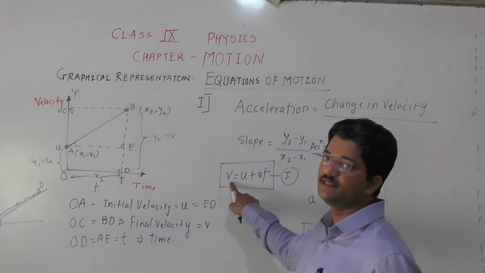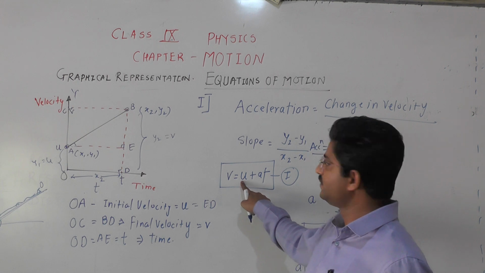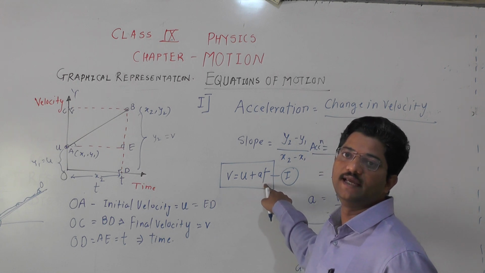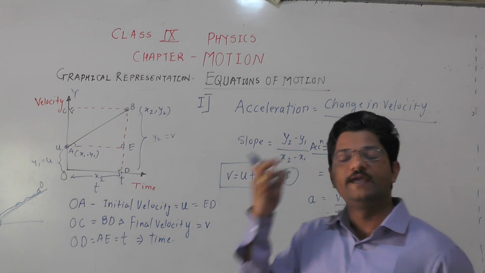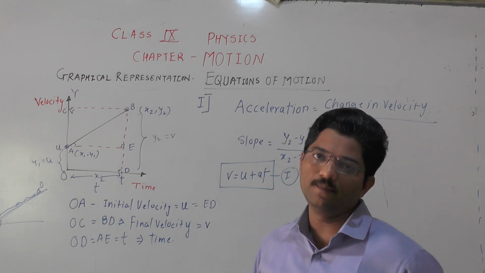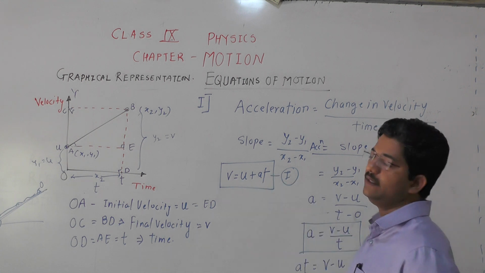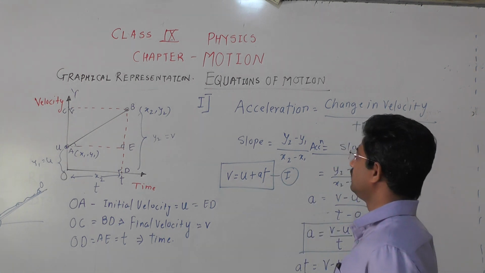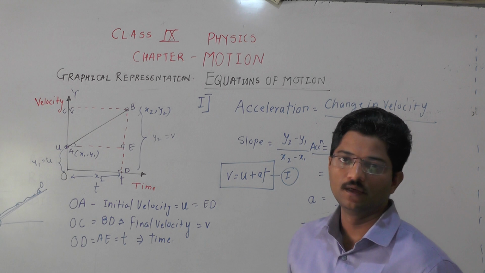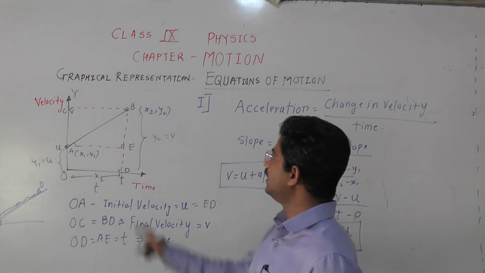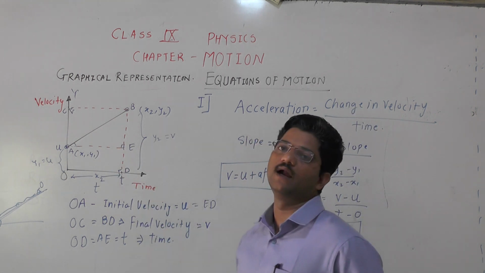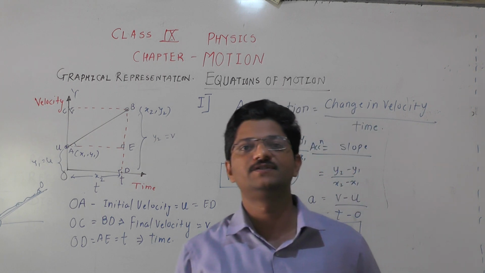v is the final velocity, u is the initial velocity, a is the acceleration, t is the time. So if you know any three parameters, we can calculate the fourth. Here four parameters are involved. So this is one of the important equations of motion, which can be derived with the help of the velocity time graph by considering its slope.